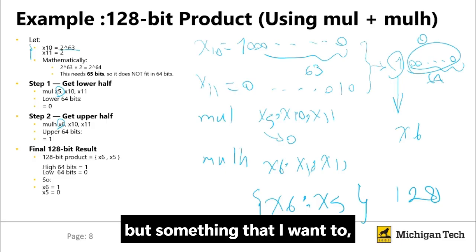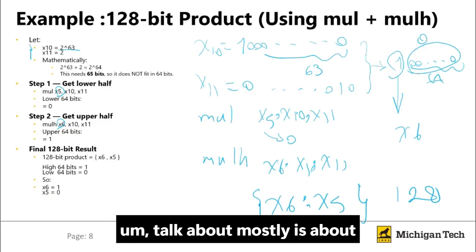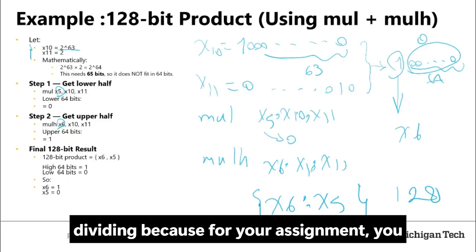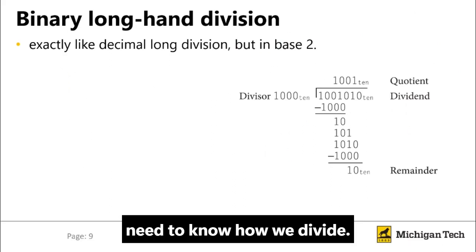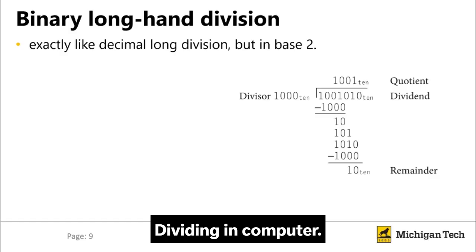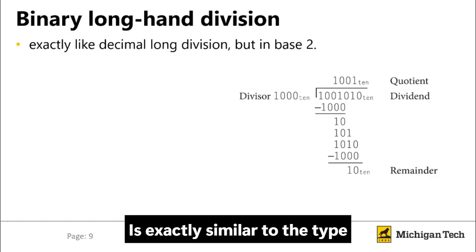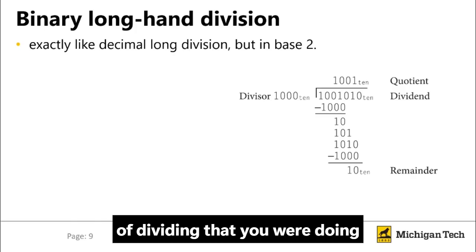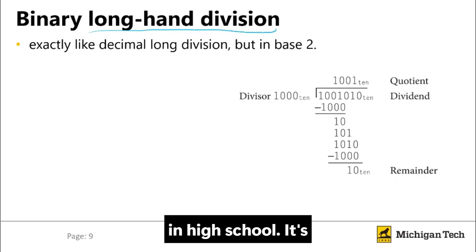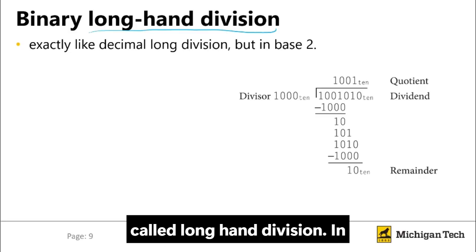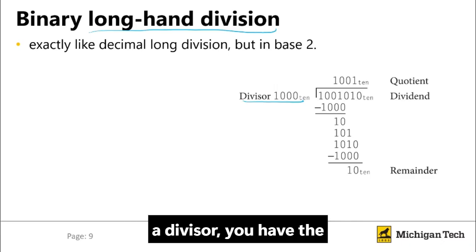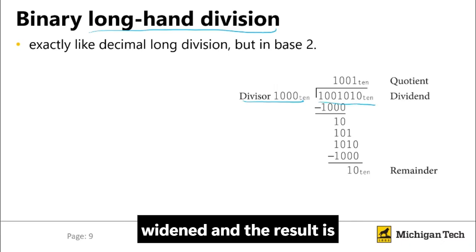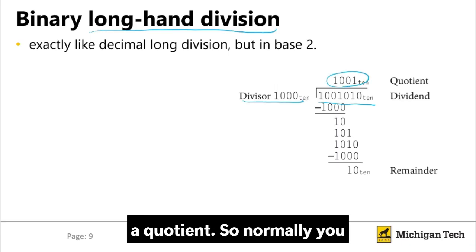But something that I want to talk about mostly is dividing, because for your assignment you need to know how we divide. Dividing in computers is exactly similar to the type of dividing that you were doing in high school. It's called longhand division. In longhand division you have a divisor, you have a dividend, and the result is a quotient.